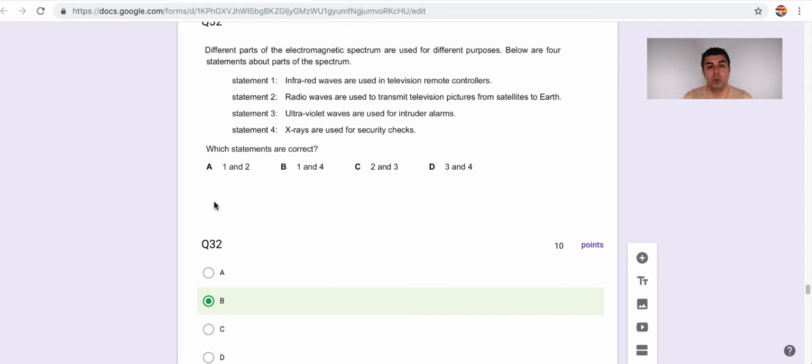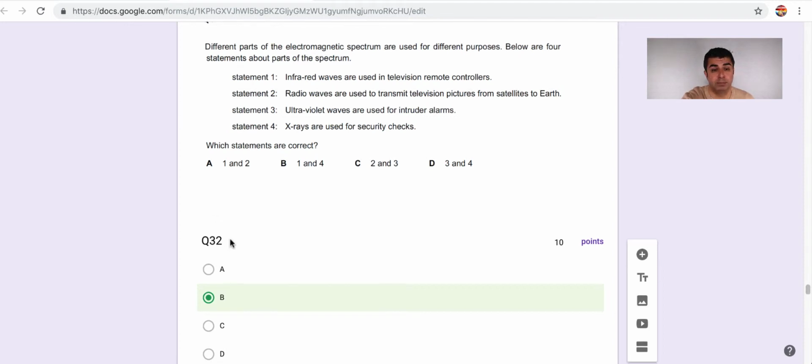See, in the olden days we had terrestrial TV, and by that I mean local channels, local to your country. Those would be transmitted by radio and TV waves, which are fairly similar. Satellite TV, however, where we get to watch sports and movies from many different countries, is transmitted by microwaves. And statement number 3, ultraviolet waves are used for intruder alarms. Nope, that's infrared. So only statement 1 and 4 are correct. Therefore, the answer is B for ball.